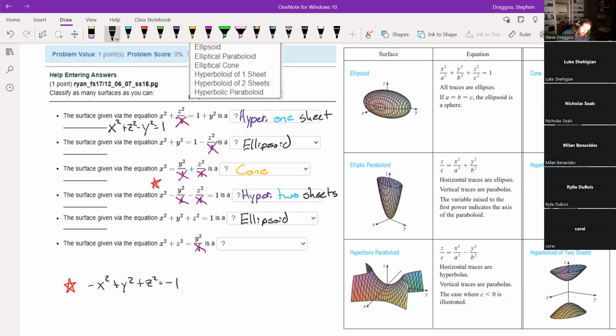And this last one, x squared plus z squared equals y squared. That's another cone. All square terms with no constant term.